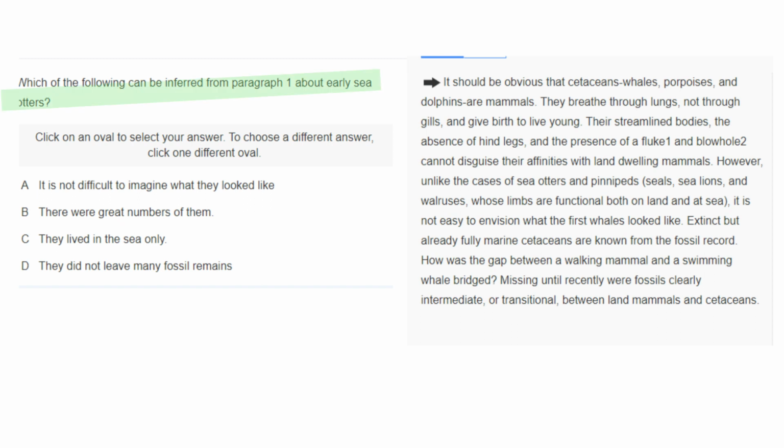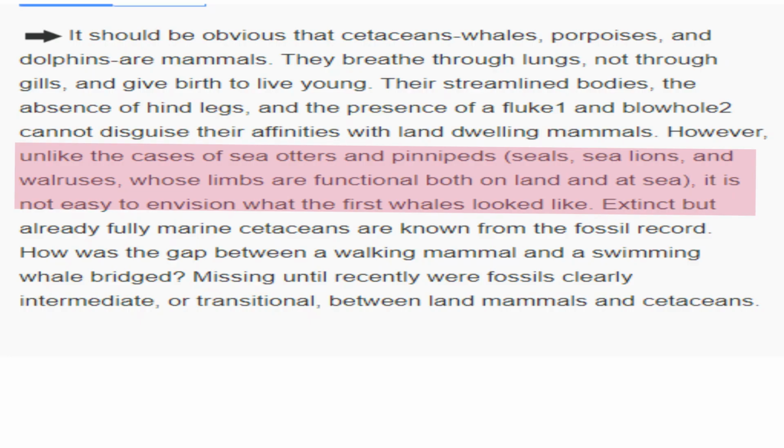Now consider this question about early sea otters. The key word to look for is sea otters. Here is the clue sentence. Unlike the cases of sea otters and pinnipeds, seals, sea lions, and walruses, whose limbs are functional both on land and at sea, it is not easy to envision what the first whales looked like.